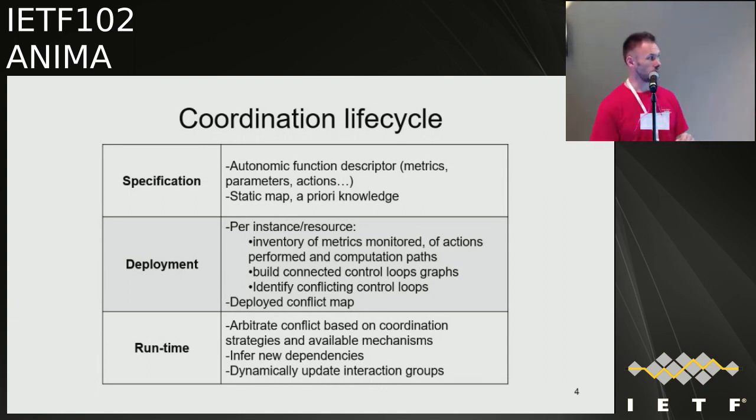And then you have runtime. This is where you have all the autonomic functions that are really running, operating on the network, changing the different parameters and impacting the metrics. And then you dynamically update the interaction groups and the interaction map. So these three times need to be taken into account and can relate to the previous presentation about the life cycle, about when you deploy, operate, and run your autonomic functions.